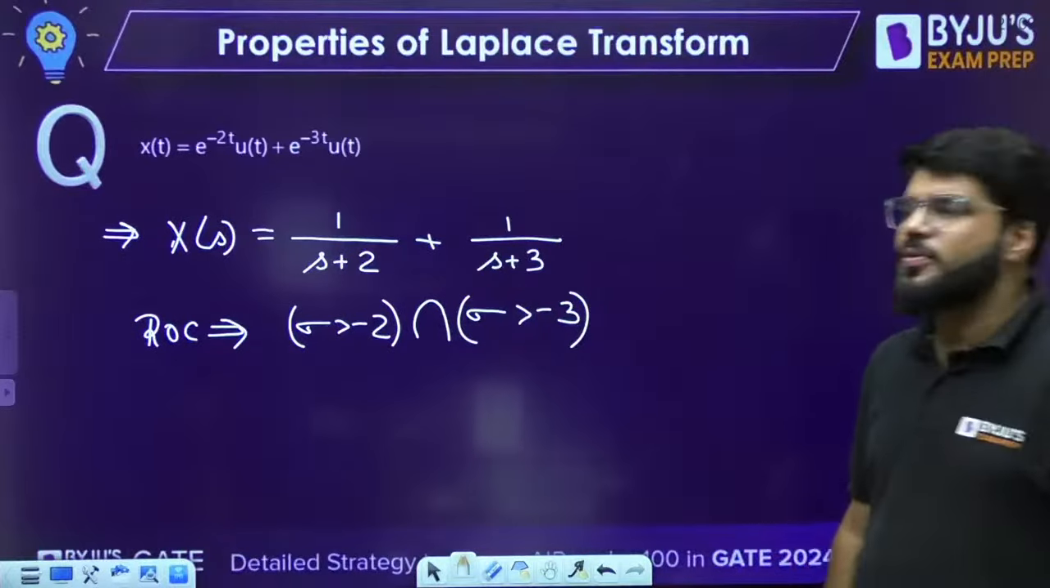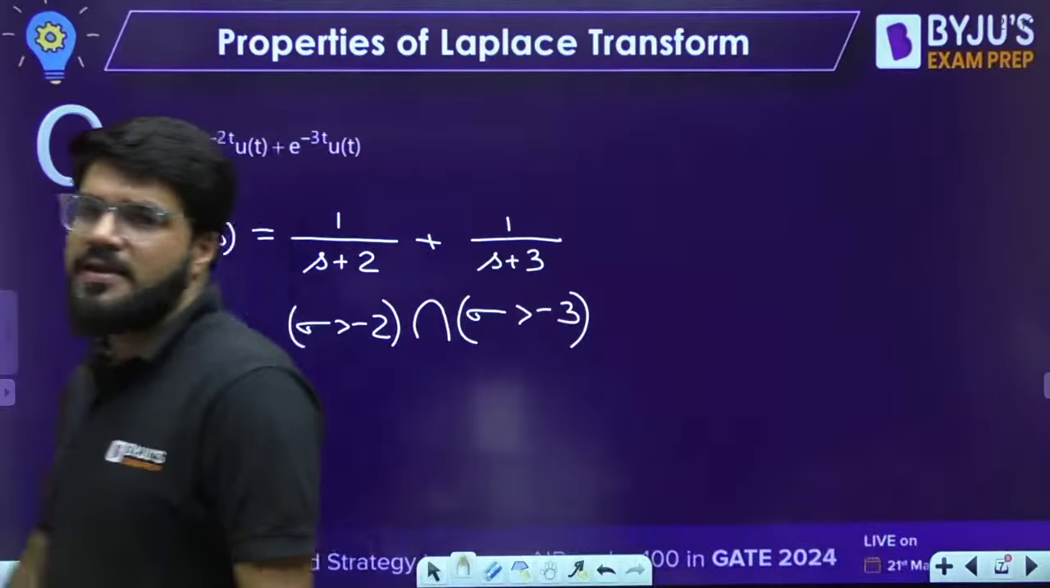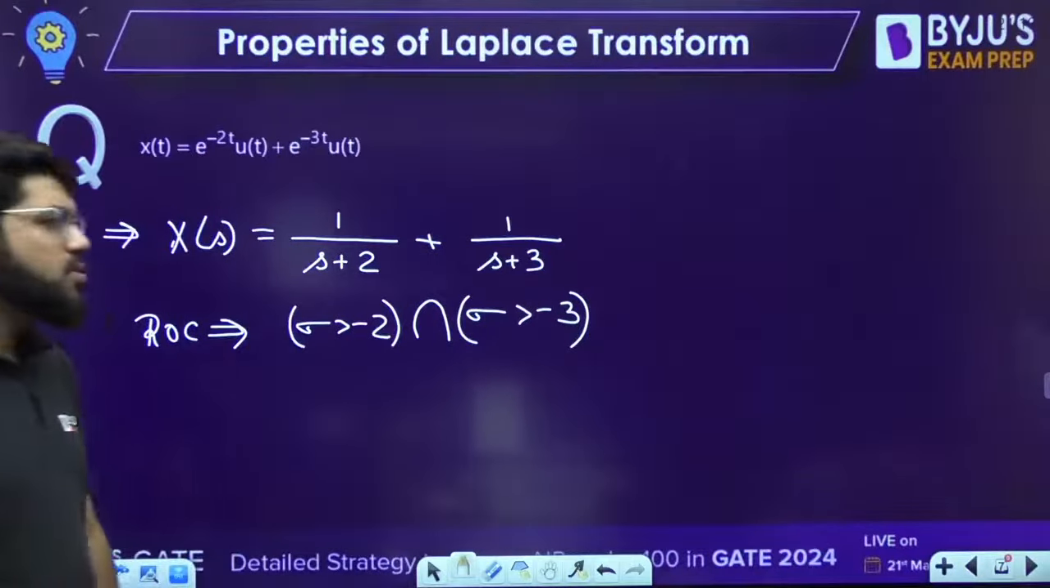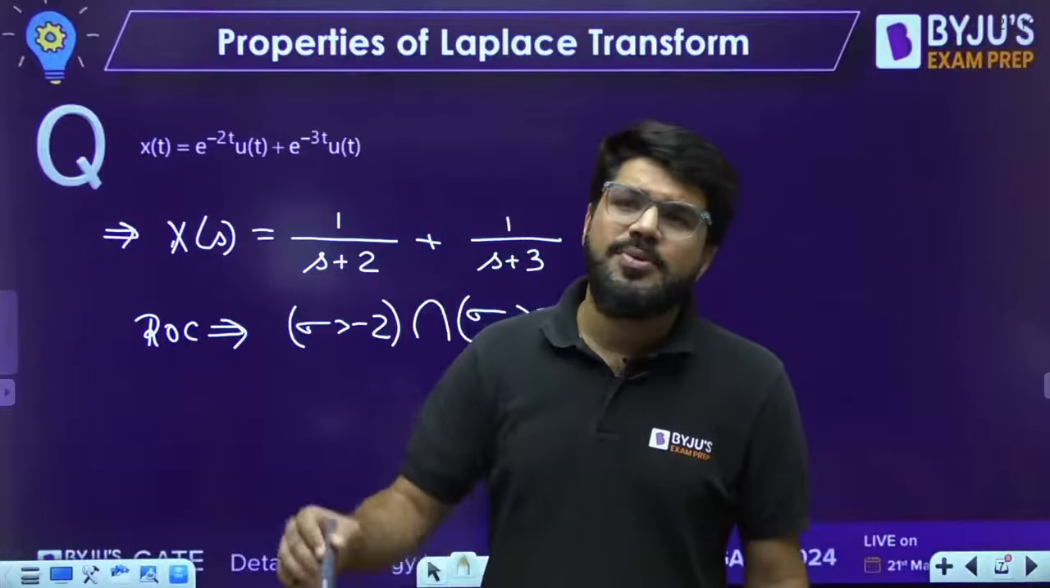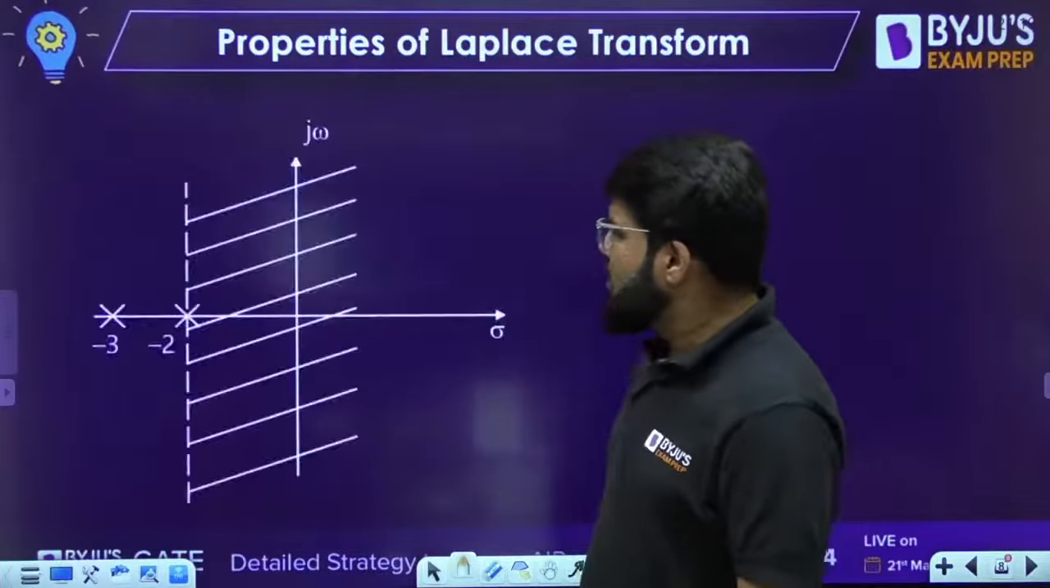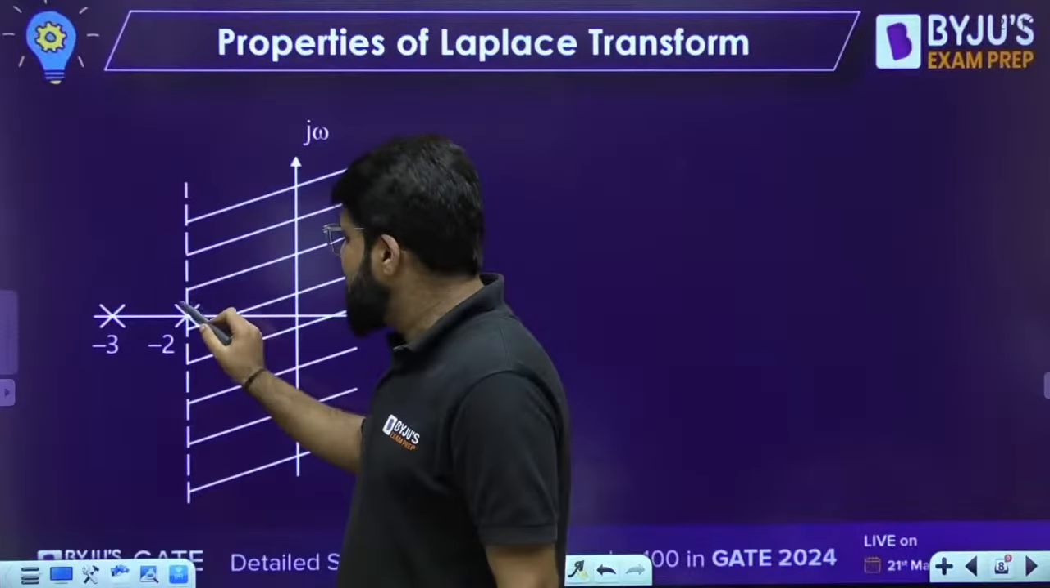Sigma greater than -2 intersection with sigma greater than -3. That is what the ROC is. Now, what is the intersection of that? Sigma should be greater than -2 as well as greater than -3. Okay, we look into this picture. Sigma should be greater than -2.